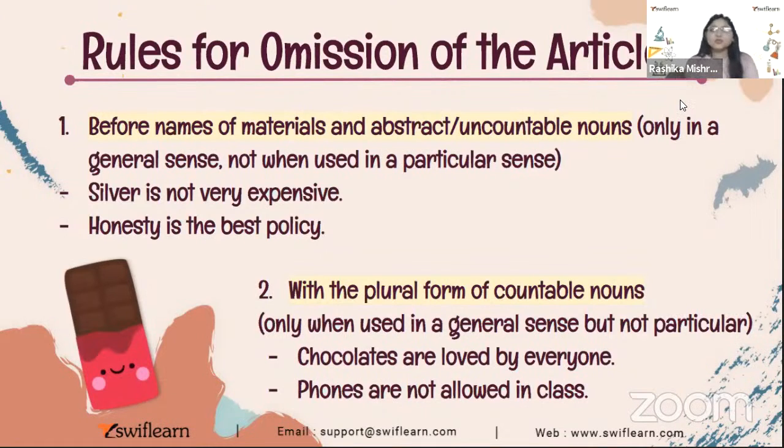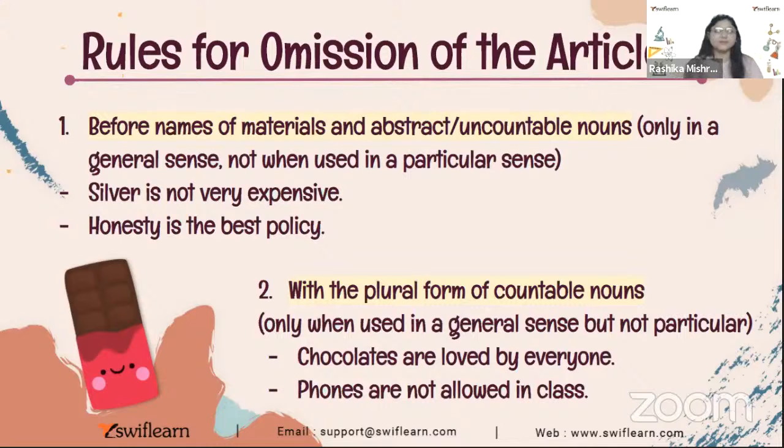Now our concept is rules for omission of the articles. Like, where articles are not used. Here we have some cases where articles will not be used in a sentence.